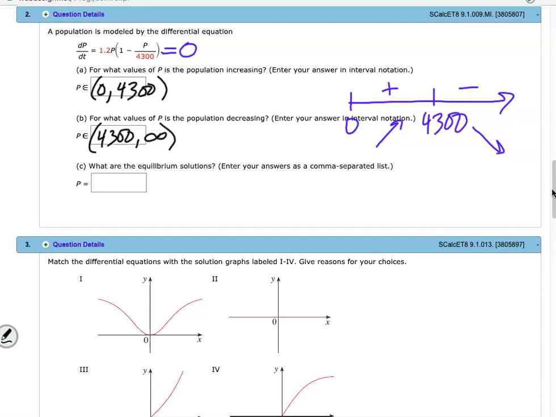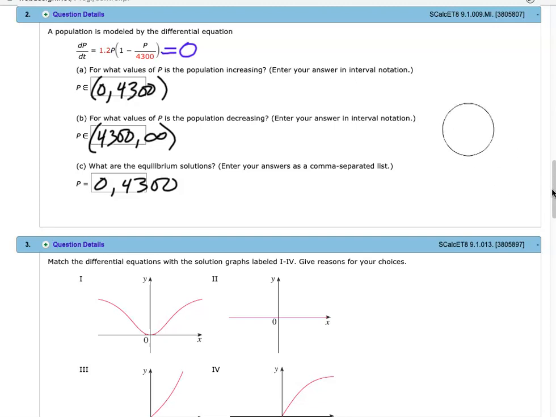What are the equilibrium solutions? These are the solutions where there is no rate of change of the population. 0 and 4,300. Any questions on number 2? We're okay? All right, number 3.